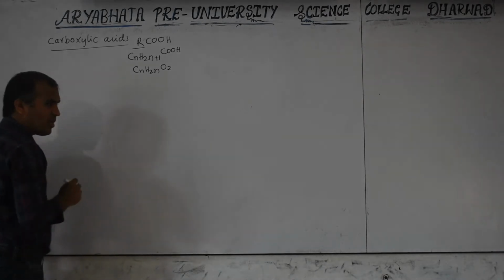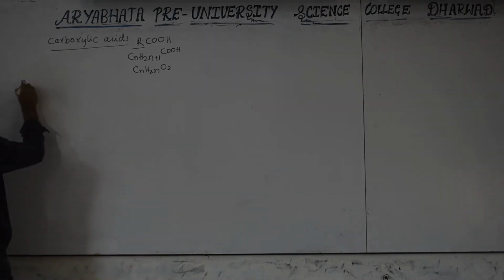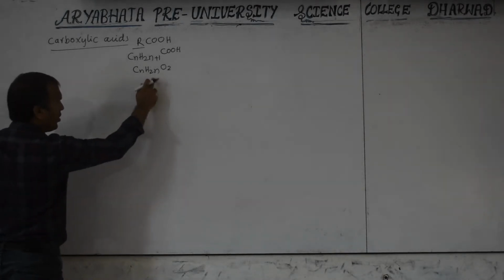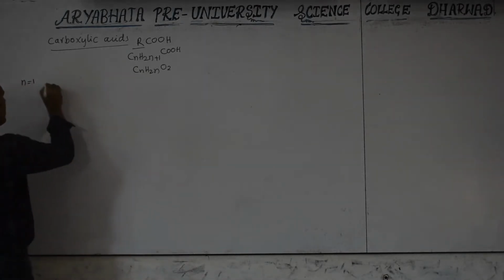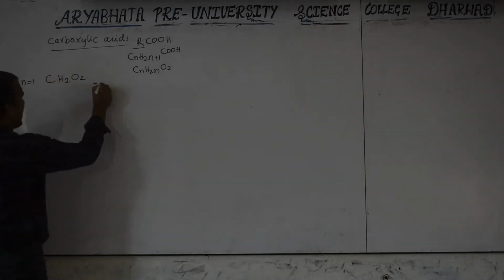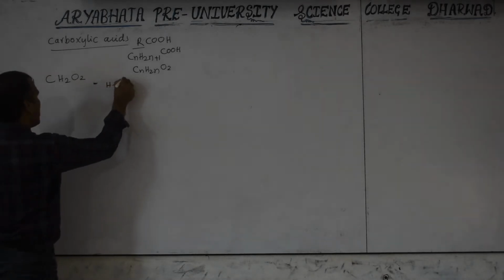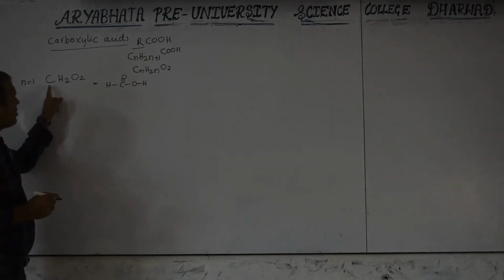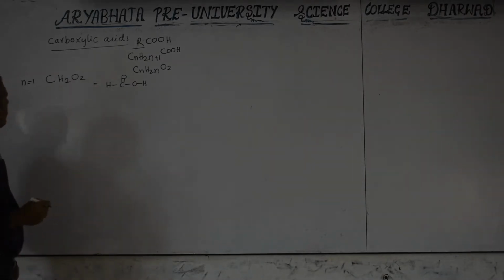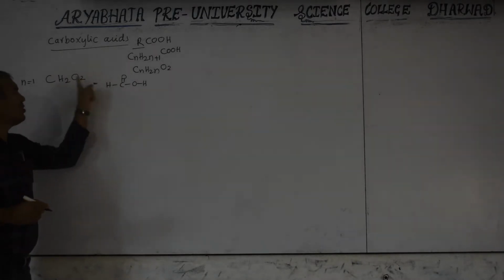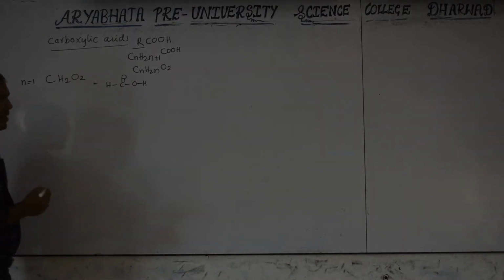We will check now. n equal to 1. Put 1 here, 2 into 1, 2. Then it is CH2O2. This is represented like this: H-C double bond O, OH. How many carbons? 1 carbon. How many hydrogens? 2 hydrogens, 2 oxygens, to satisfy the carbon balance.